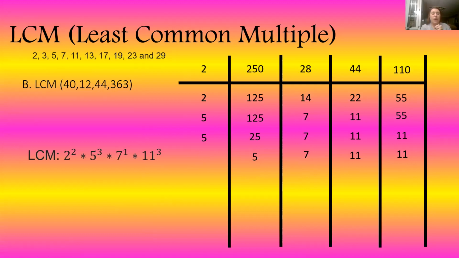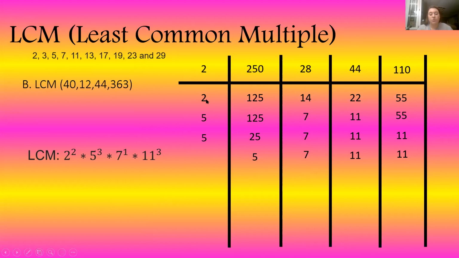Okay, so that's supposed to be changed up here, but we won't worry about that. Okay, so now we've got, our numbers are 250, 28, 44, and 110. So here's how we're going to do this. I start out with doing 2s on this one. So I divided by 2. So 250 divided by 2 is 125. 28 divided by 2 is 14. 44 divided by 2 is 22. And then 110 divided by 2 is 55.